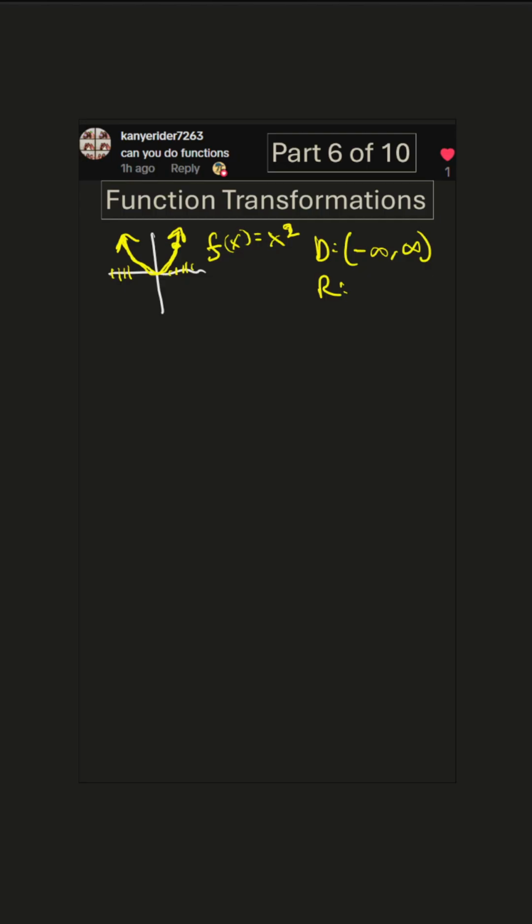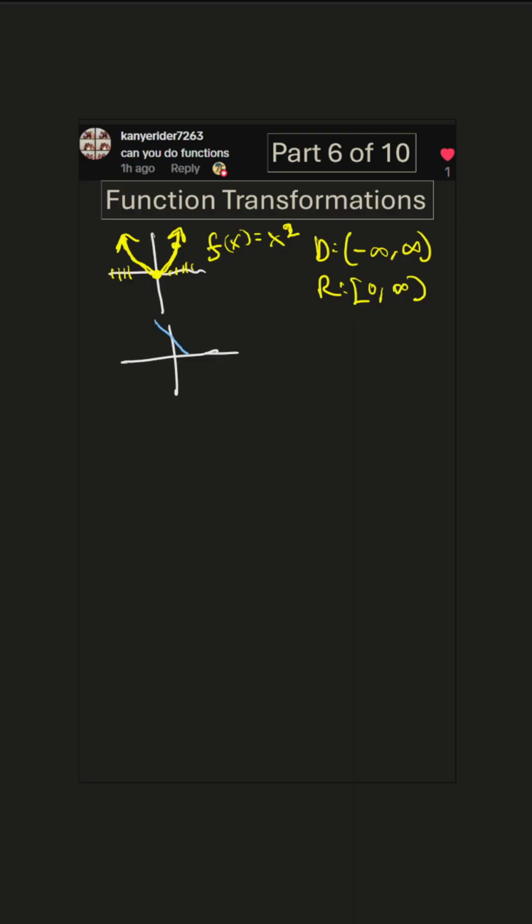How about the range? Well, notice the lowest point here is at 0, 0. You can't get any y values less than 0, but it goes up forever. So the range is 0 to infinity. Okay, now that's our baseline. Let's try transforming this parabola.